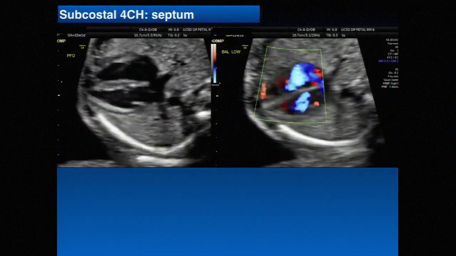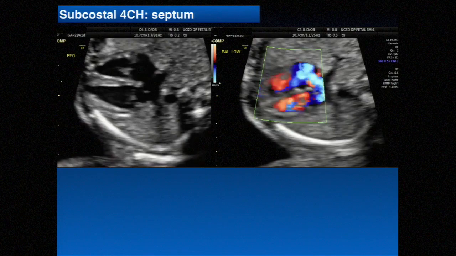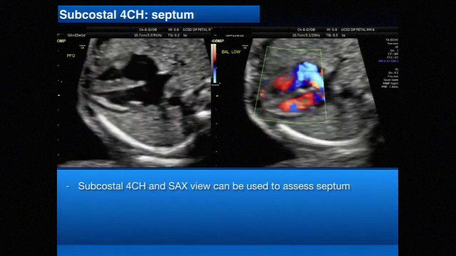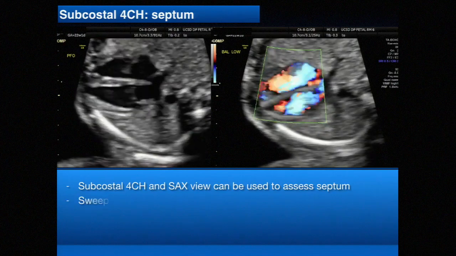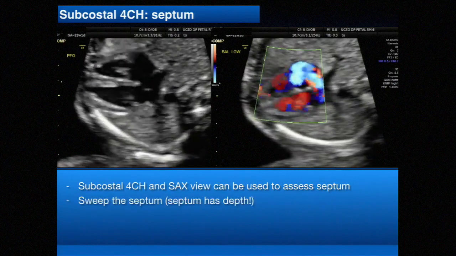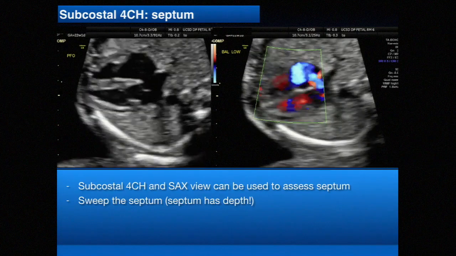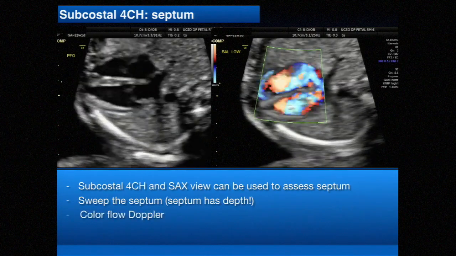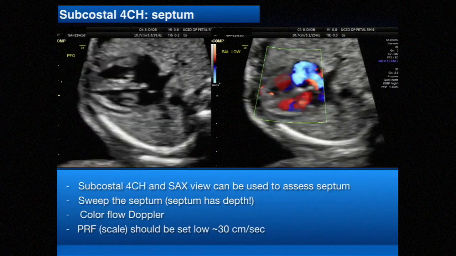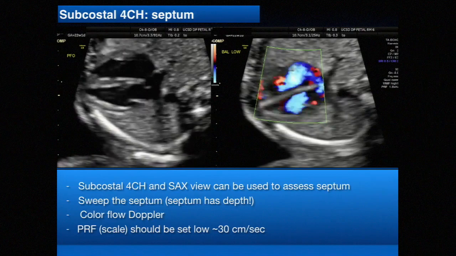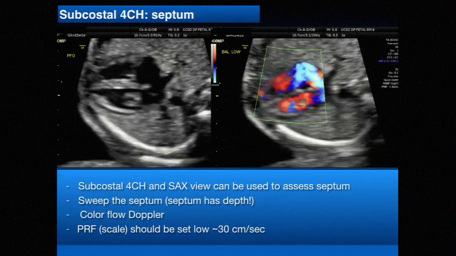And of course, color flow needs to be used to look at the septum as well. So again, notice coming in perpendicular. So 4-chamber and short axis views are the typical views that we use. You want to make sure and be sweeping up and down because obviously we know the septum has depth, so you can't confirm it in only one plane. And we want to keep our scale low because in an otherwise structurally normal heart, your pressures on the right and left sides are going to be very close to equal.